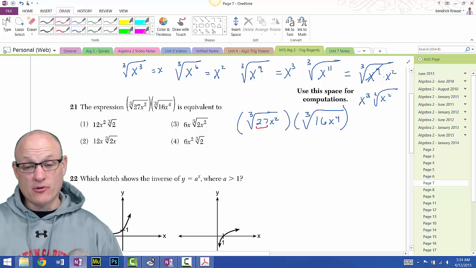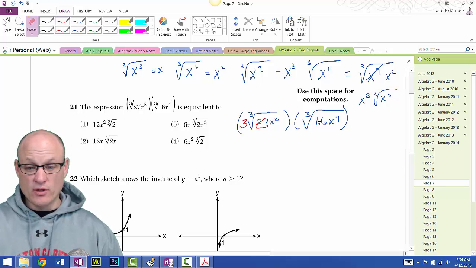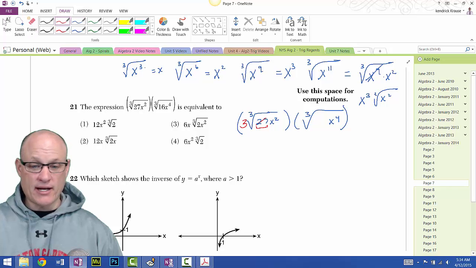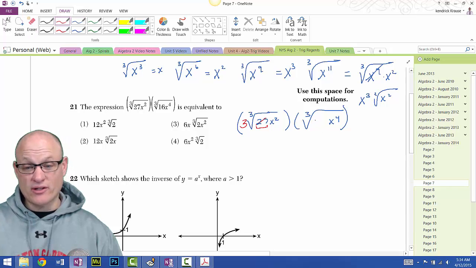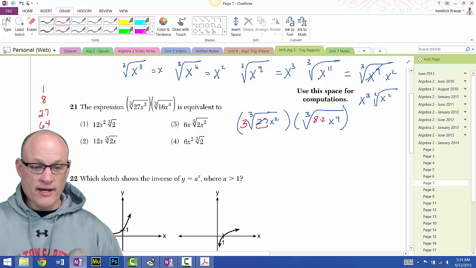27 is a perfect cube. The cube root of that is 3, so that gives me 3. But this 16, not the funnest thing in the world. So what I'm going to do is rewrite that as a perfect cube and not a perfect cube. The perfect cube that goes into 16 is 8, 8 times 2. Your perfect cubes are, the first one is 1, but that's useless, 8, 27, 64, and 125.